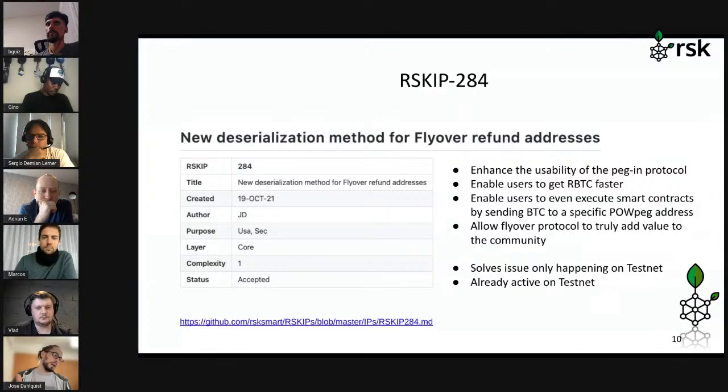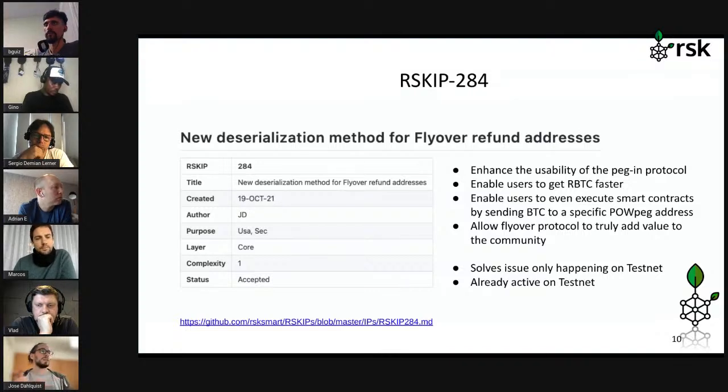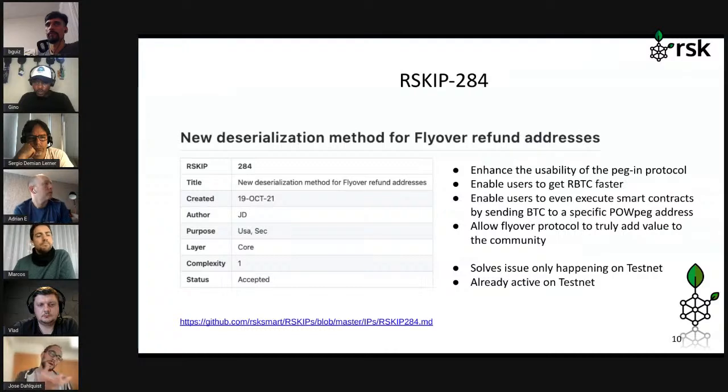So we worked on and included Flyover in the past consensus change, Iris, but we detected afterwards that there were some issues. Specifically, RSKIP 284 is meant to fix an issue that we detected on testnet, which is related to the refund addresses. These refund addresses are used only in the case the locking cap on the bridge is surpassed. What is the locking cap? This was also something that we already added. The locking cap is a limit that we have on the bridge, and once it is surpassed, we start rejecting these transactions until the funds decrease.